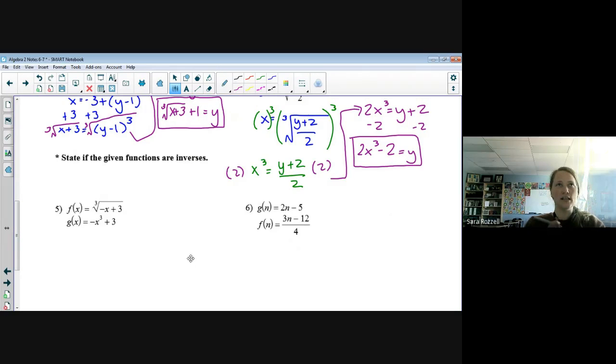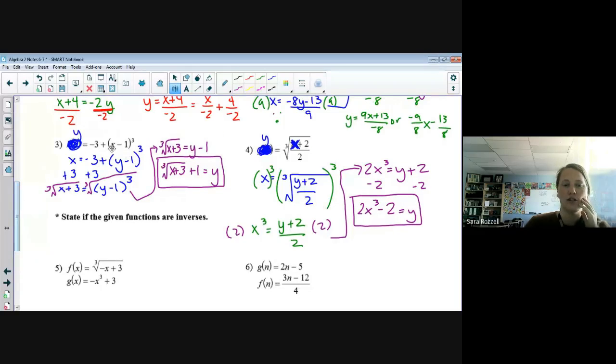All right, and on 5 and 6, you'll have some problems like this. They want you to say if the two things are inverses of one another. So for us to do that, we just find the inverse of one, and if it matches, then they're good. They're giving you the original one and the inverse and seeing if that would actually be the answer to that problem.